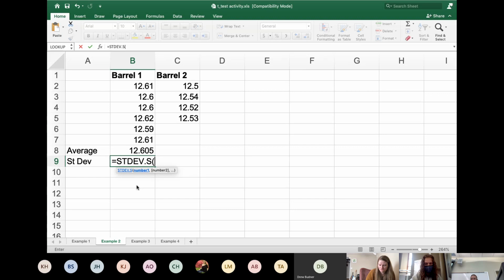All right. The beauty of Excel is if we want to do all of these same calculations for barrel 2, we just drag it over. Boom goes the dynamite. We're all done. Questions on that?